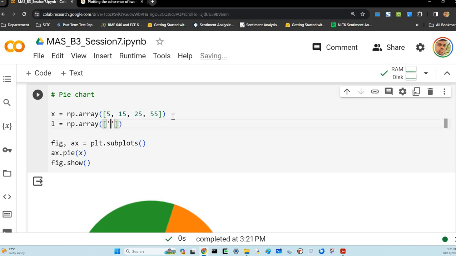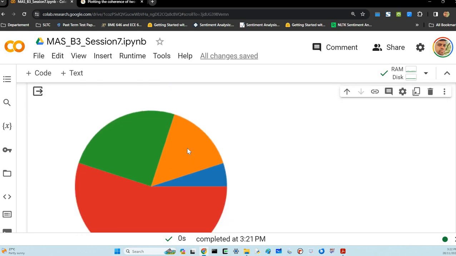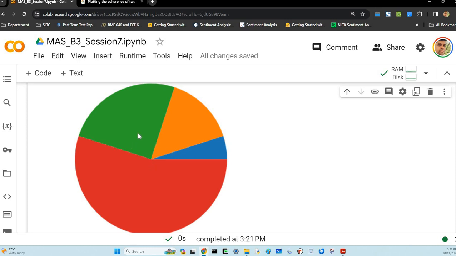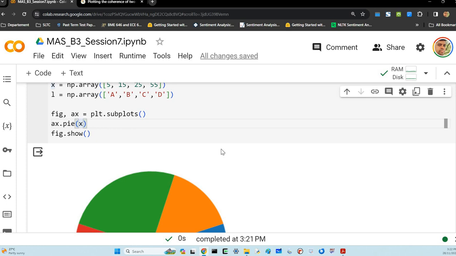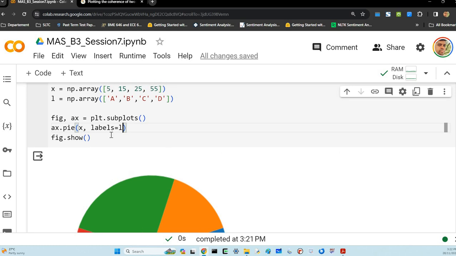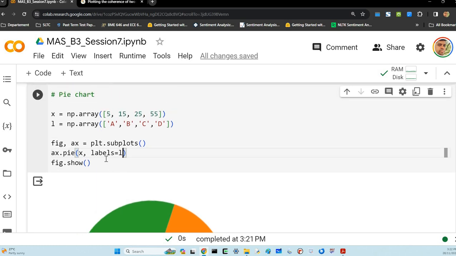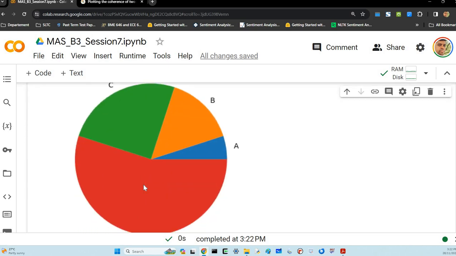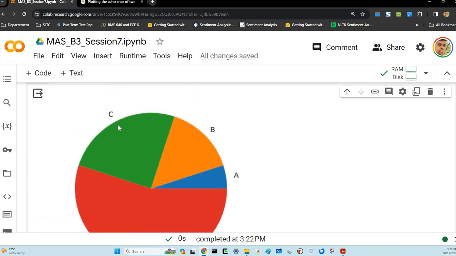And then I will put the labels, let's say A, B, C and D. So now what happens? We have to define the labels. Under x I will put labels and then I'll put L to say that what we have here are the labels. So we have defined them separately. Now you can see our pie chart has updated with the labels.